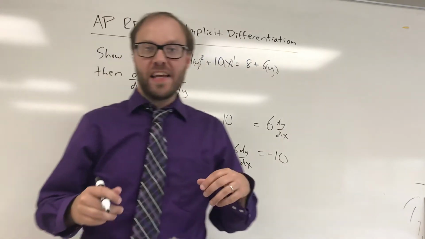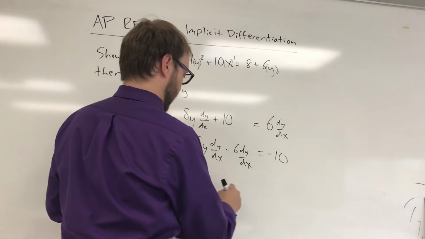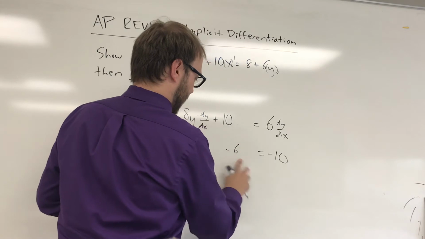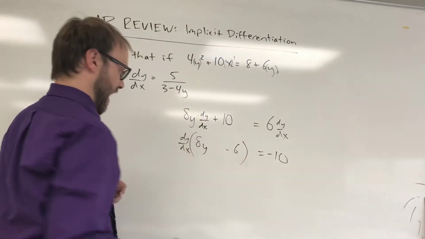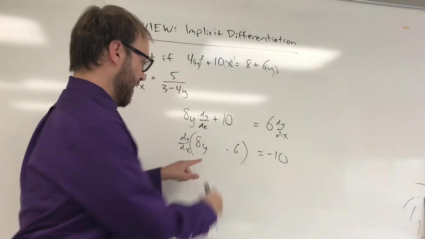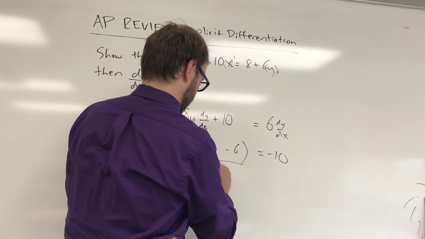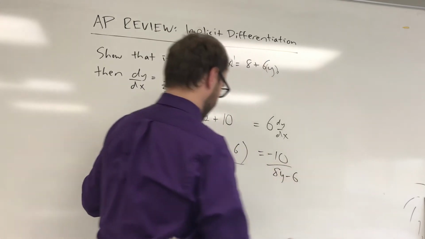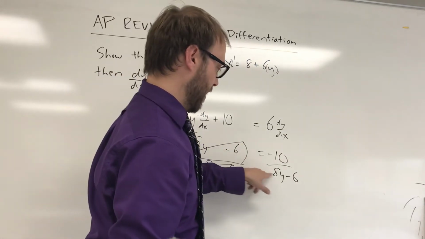Once you've got all your dy dx's together, you should be able to factor out dy dx from both of these terms, okay? So I'm going to factor out the dy dx, and it's going to come out front, or it can go behind it, doesn't really matter, okay? Dy dx is being multiplied by all of this, so I want to divide both sides by 8y minus 6, okay? And what we're going to be left with is just dy dx equals negative 10 over 8y minus 6.